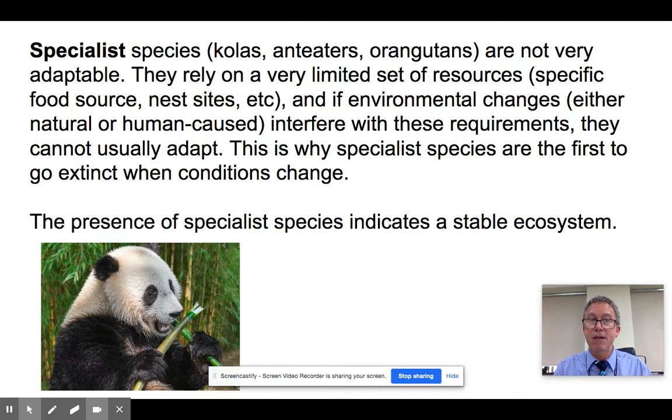Specialist species, on the other hand, tend to be the opposite. When you have a lot of specialist species, it tells you there's a strong biodiversity in the environment. So we tend to find places that have high biodiversity have a lot of these specialist species. Take a rainforest or coral reef. They're very rich in biodiversity, and they have a lot of these specialist species that have co-evolved with other species to fill very, very specific niches in their environment. So generally speaking, the presence of specialist species is an indicator of strong biodiversity.